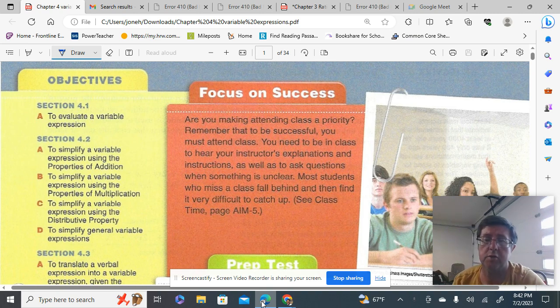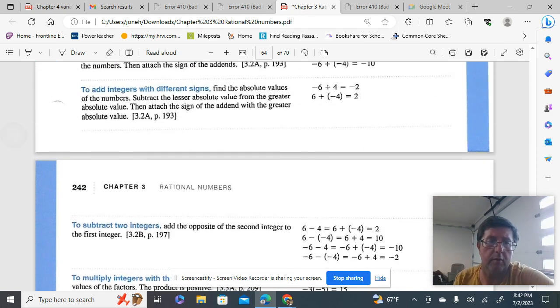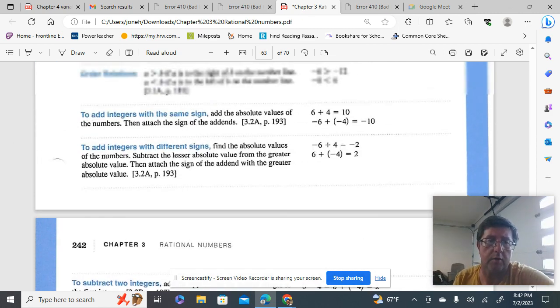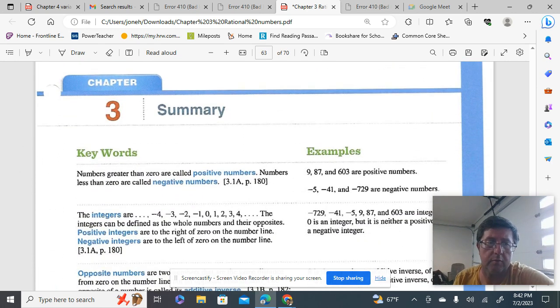So we're going over chapter 4. Last week we studied chapter 3, which was over rational numbers and integers, which have a negative and a positive. Let's actually go back a little bit and go over our focus, our review of chapter 3. You guys can get out your review, the chapter 3 summary.